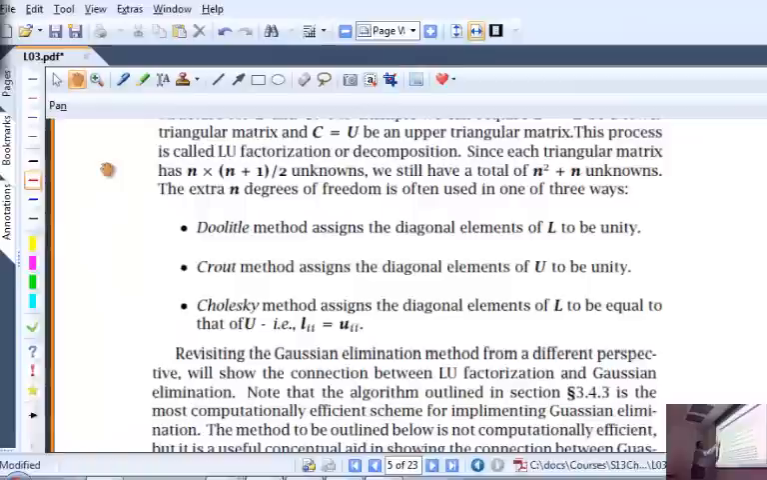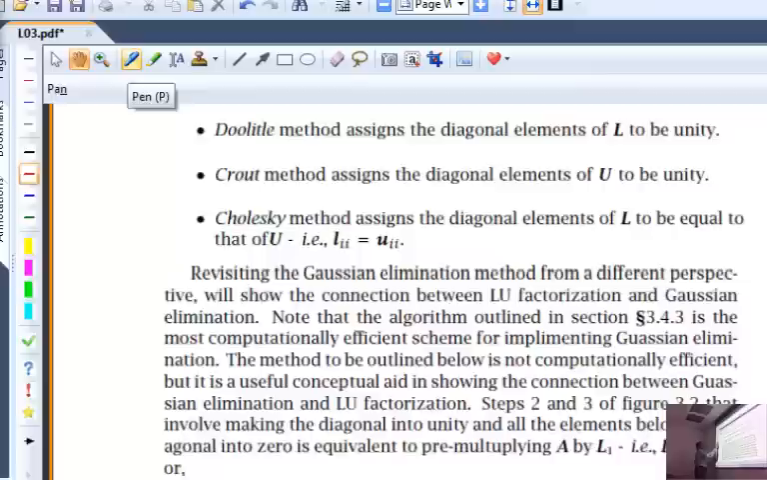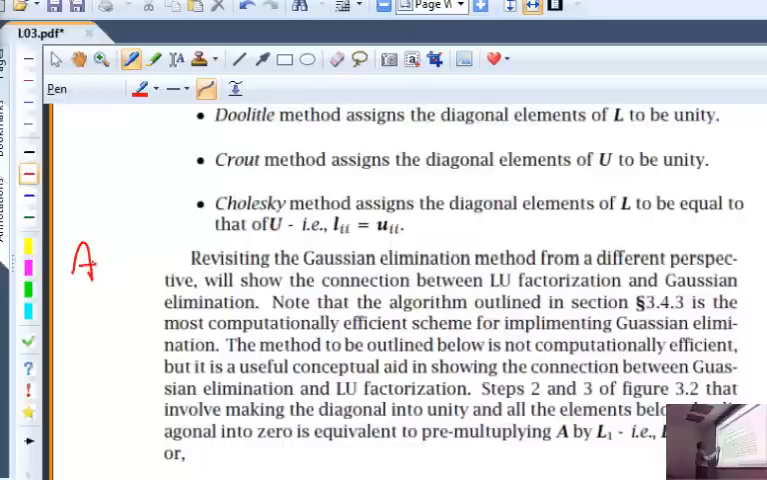I think I talked about this in the last lecture, that you can factor a given matrix A as equal to L times U, a product of two matrices. In fact, we have n squared unknowns here and n squared equations, so you can use the extra degree of freedom to provide certain structure to L and U that we talked about.